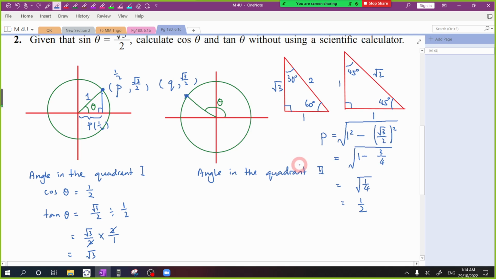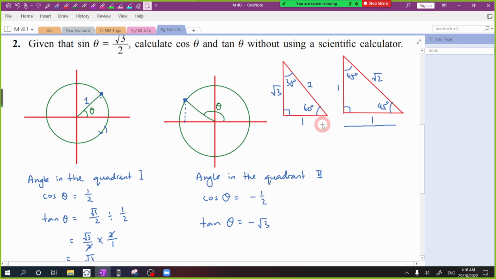How about in the second quadrant? If this is 1 over 2, here must be negative 1 over 2, because it goes this way, right? This is positive, go this way, it will be negative. So cosine theta is equal to the x coordinate, which is negative 1 over 2. Tangent theta is equal to the y coordinate divided by the x coordinate, which you will get square root 3 also. But this is negative, so you will get negative square root 3.